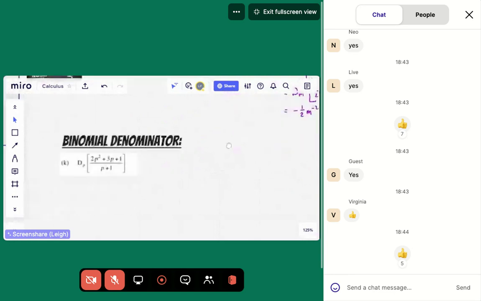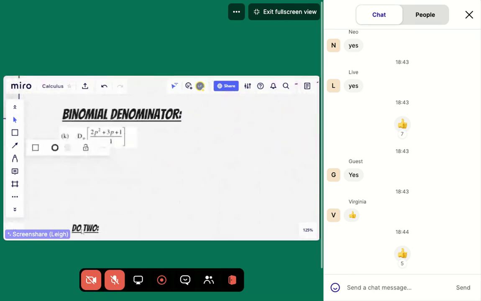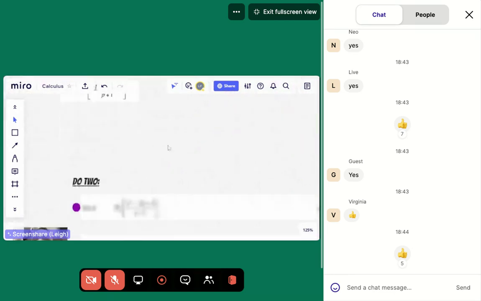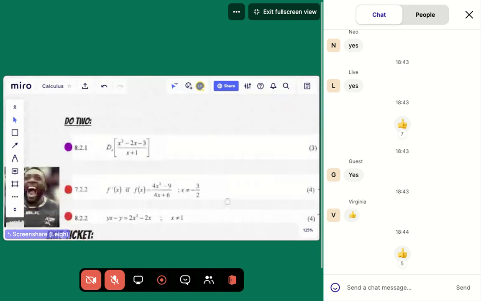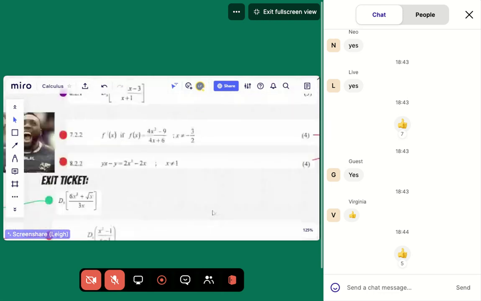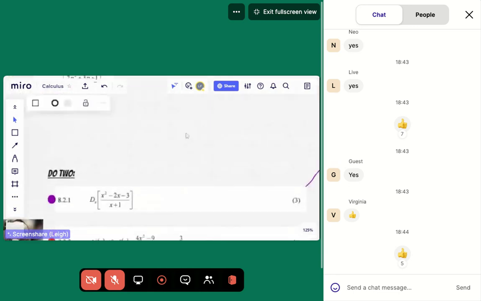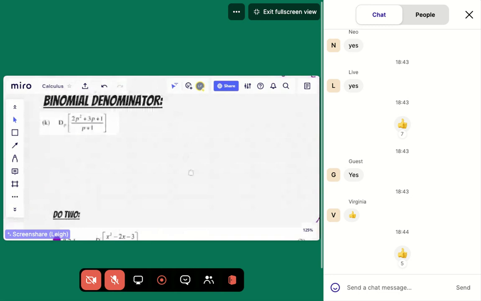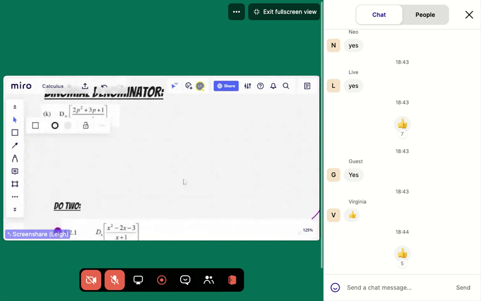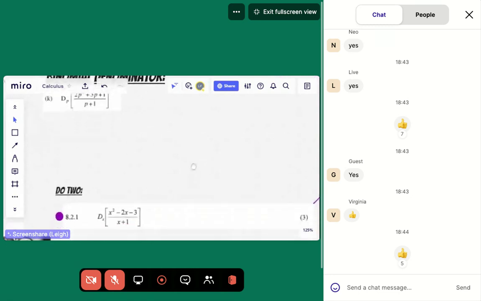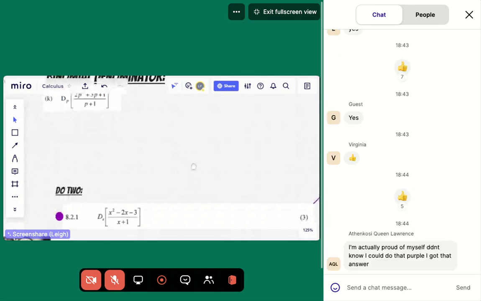I don't know if there's going to be time for us to do, I've written here do two. I'm not sure if there's going to be time for us to be able to do two. I think what we may need to do is come back to a little bit of this next week. Let's just have a quick look at a binomial denominator, and then perhaps what you could do is try and copy the first one down and see if you could do it as part of your homework.